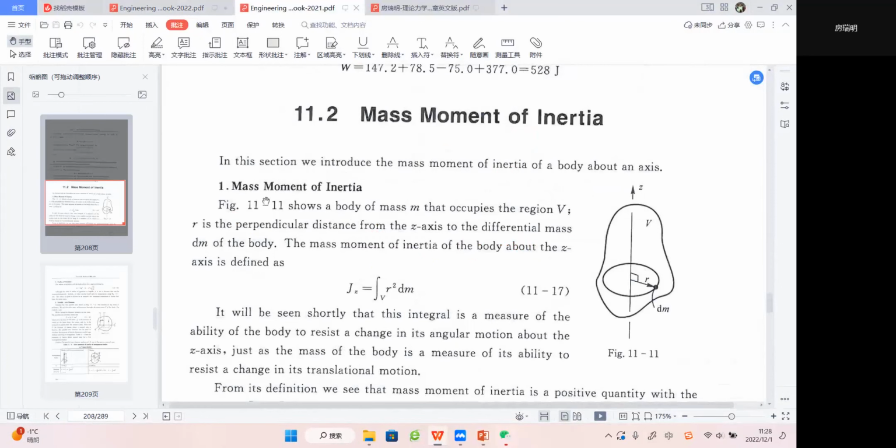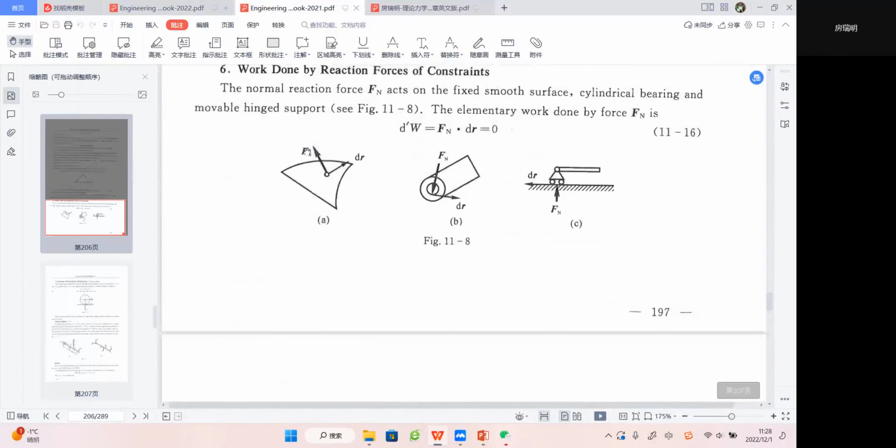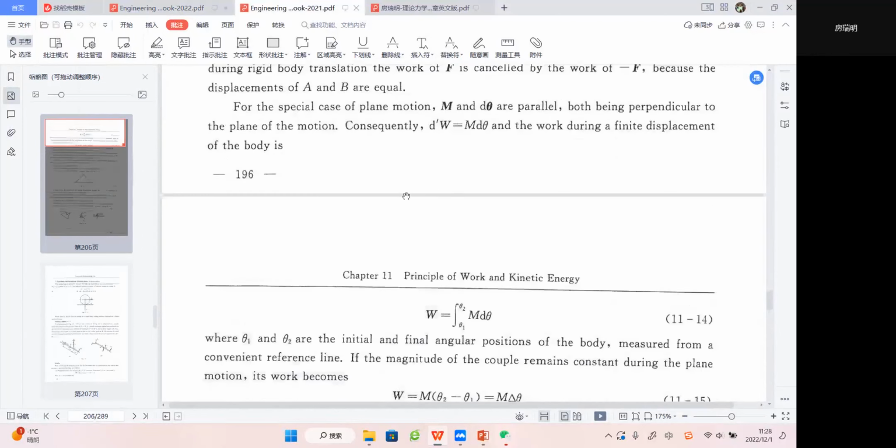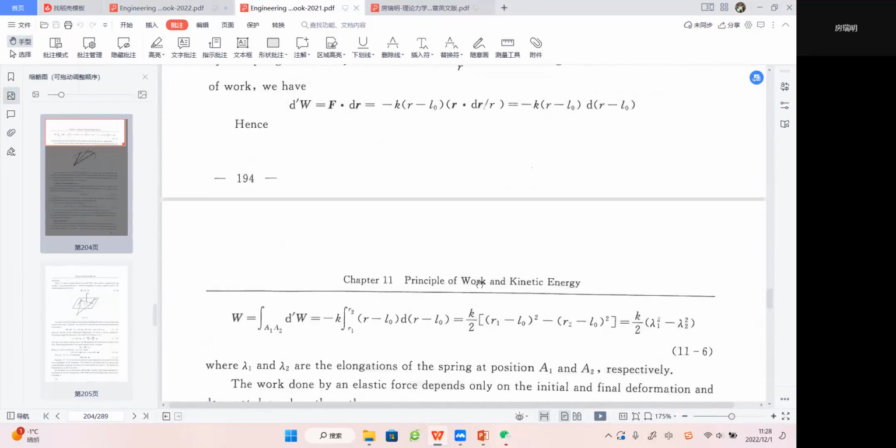Actually, you guys come back to your textbook. You can read the second section of chapter 11. After learning the first three sections of chapter 13, we'll come back to learn chapter 11. So you will know that the final chapter of this semester's learning is chapter 11. We'll talk about the principle of work and kinetic energy.